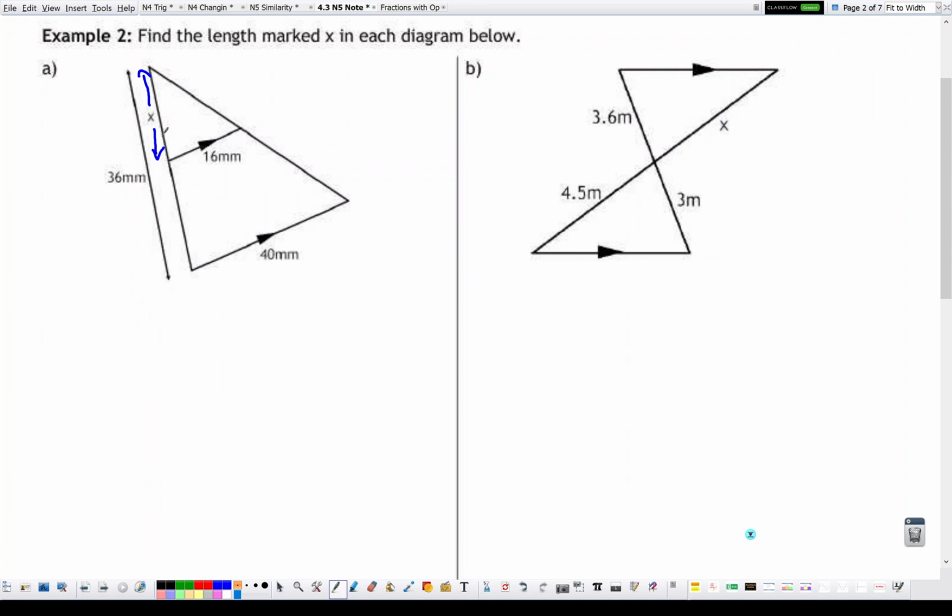So what I can actually do is pull out this smaller triangle and mark on the information, and then do the same with the bigger triangle and rotate them, making sure they're both rotated the right way, so the corresponding angles and lengths match up. So that's 40 millimetres down there, and then that's 36 millimetres along the top. So now I have two triangles that are easier to deal with, really.